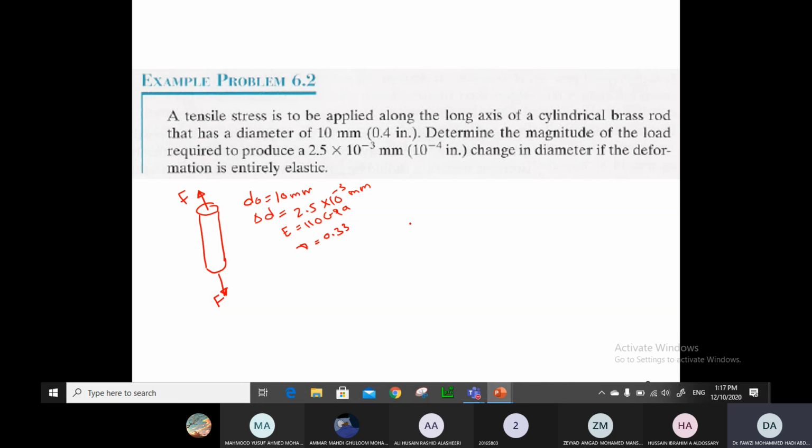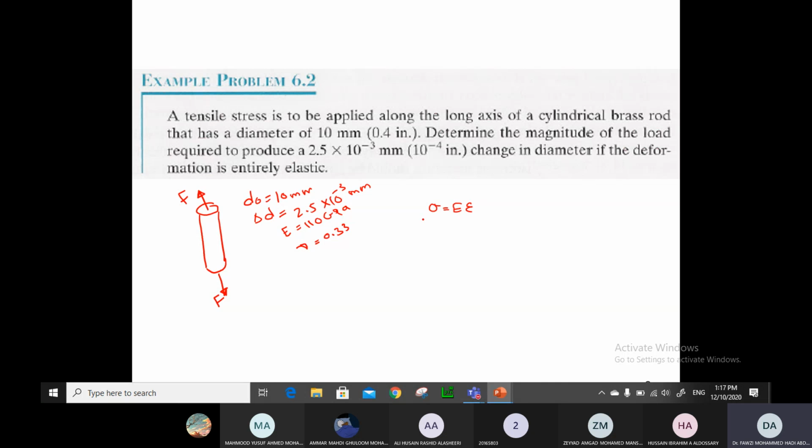Nearly it is that much. So basically, what can we do to determine the force that we can get? We are assuming that the tensile stress which is applied is in the elastic region, so we can use Hooke's law. The stress is equal to the stiffness times the strain.